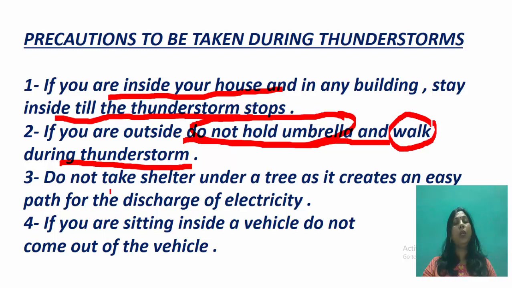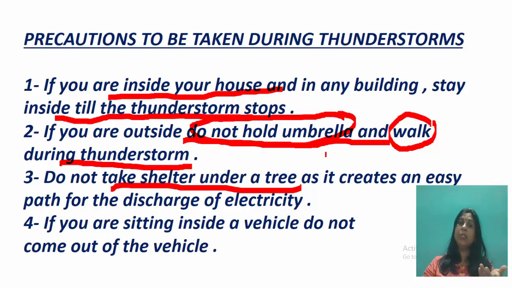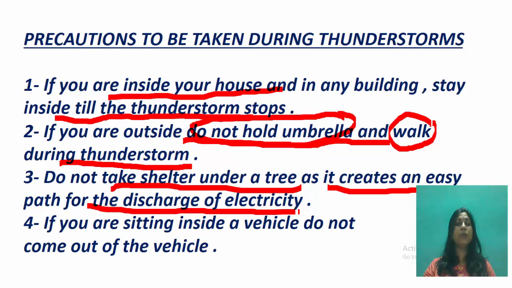Number 3, do not take shelter under a tree. अब मान लीजिए वही बताया जैसे सेकेंड स्टेप में आप कहीं बाहर हैं, तो आपको पेड़ के नीचे नहीं खड़ा होना है. क्यों? As it creates an easy path for the discharge of electricity. Okay, अगर आप किसी टॉल ट्री के नीचे खड़े हो जाएंगे तो क्या होगा, जब बिजली गिरती है तो वो टॉलर ऑब्जेक्ट्स पे जल्दी गिरती है, so it will create an easy path for the discharge of electricity, and below that tree you are standing, so you will also get affected.